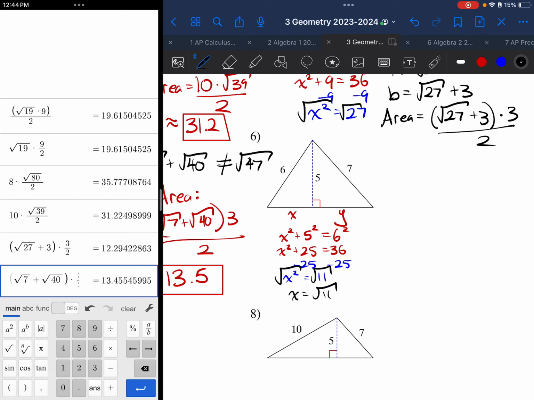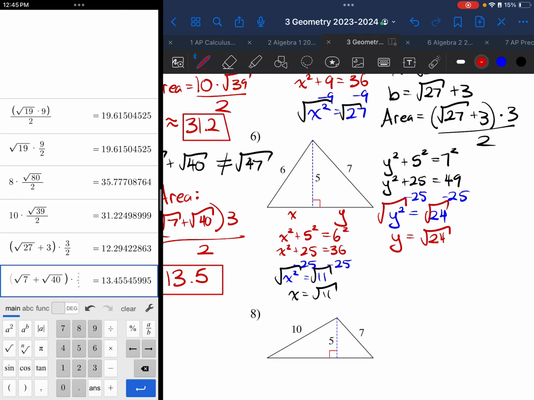Time to solve for y. I have a right triangle right here. I have a leg, a leg, and a hypotenuse, so I'm going to do leg squared plus leg squared is equal to hypotenuse squared. So y squared is going to be added to 25, and that's going to equal 49. Let's go ahead and subtract 25 on both sides, y squared therefore will be equal to 24, and then from there I'm going to square root both sides, giving us y is equal to the square root of 24.